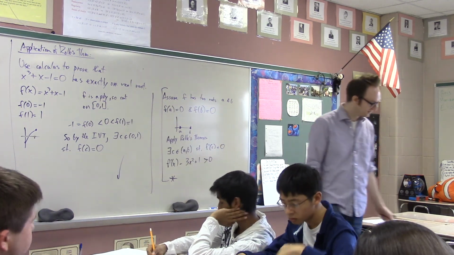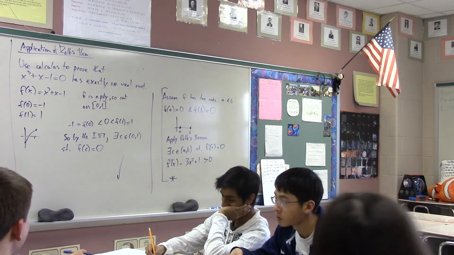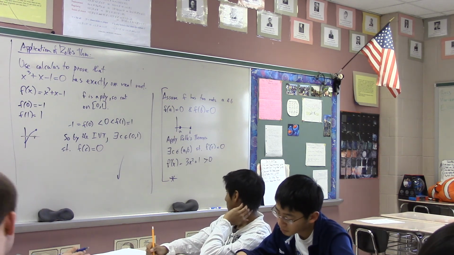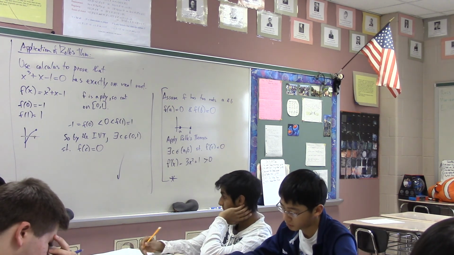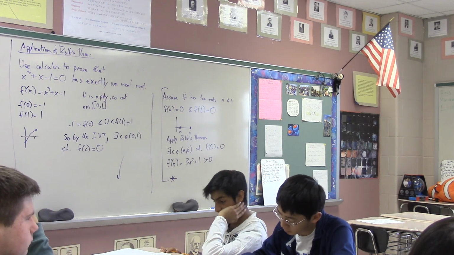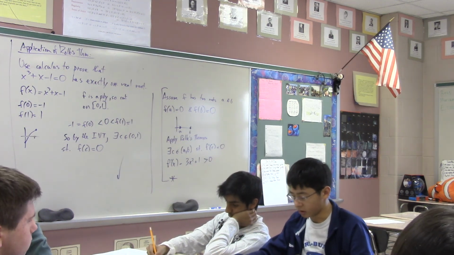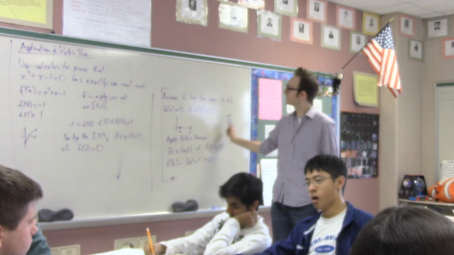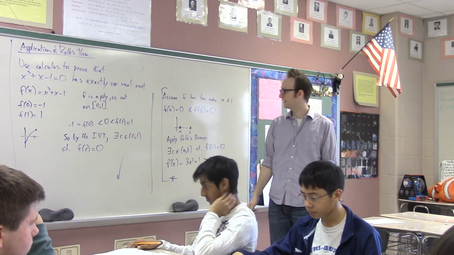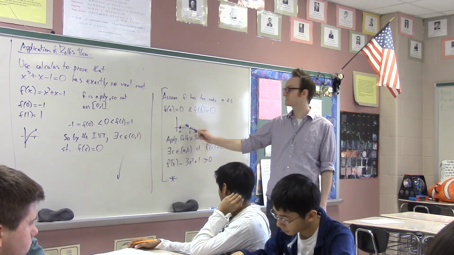Ta-da. If this function is x cubed plus x minus 1, its derivative just happens to be 3x squared plus 1. But that 3x squared plus 1 expression is always greater than 0. So on the one hand, this derivative is always positive. But if we assume that this function has two roots, one here and one here, then by Rolle's theorem, we get a contradiction, right? Rolle's theorem says there must exist a place where the derivative is 0.